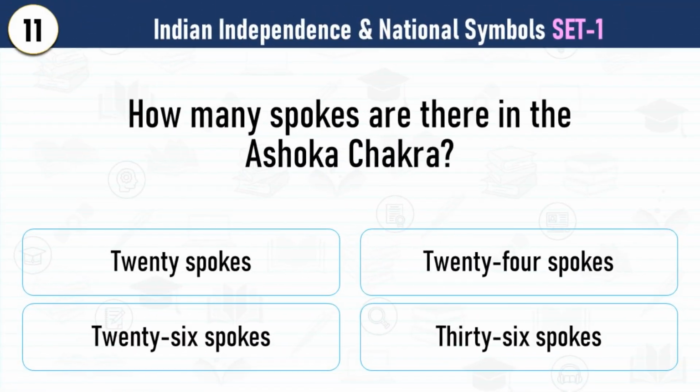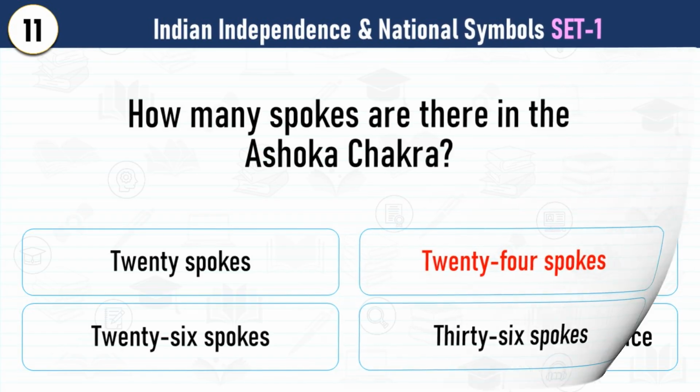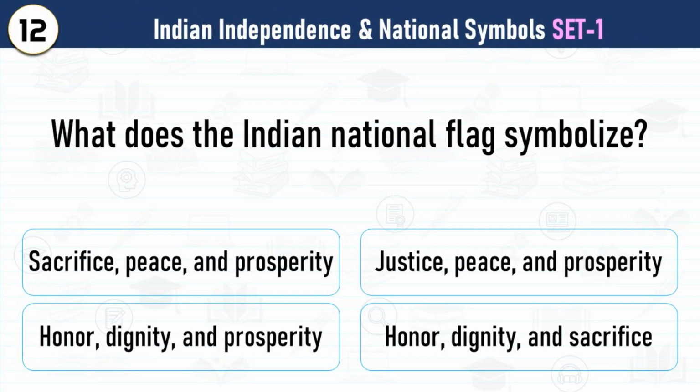Question number 11. How many spokes are there in the Ashoka Chakra? Correct answer is there are 24 spokes in the Ashoka Chakra. Question number 12. What does the Indian national flag symbolize?